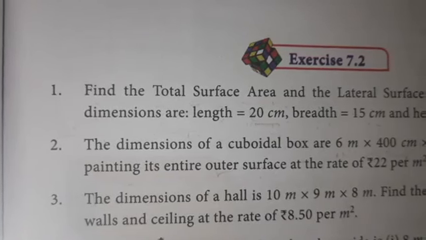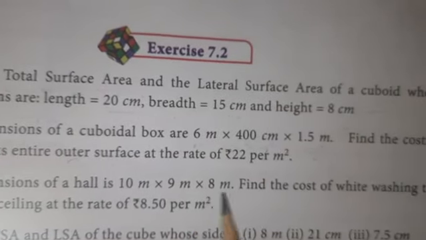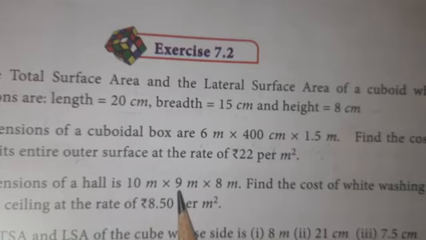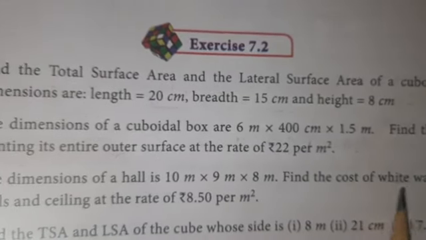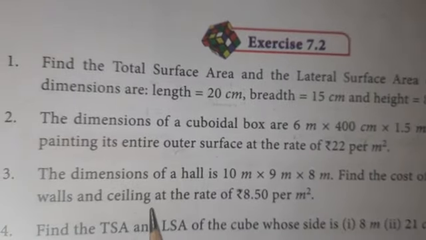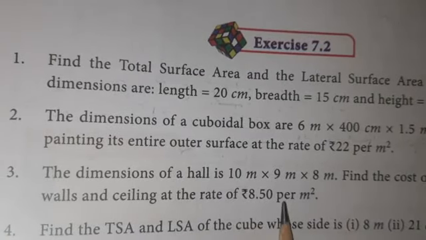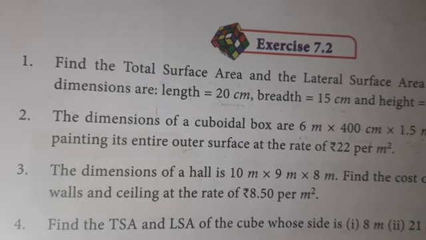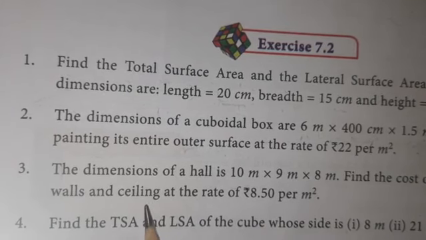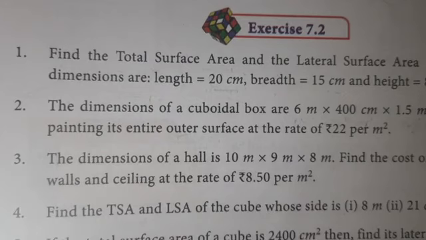Third question. The dimension of a hall is 10 meter into 9 meter into 8 meter. That means this is length, and breadth is 9 and height is 8. Find the cost of whitewashing the walls and the ceiling at the rate of rupees 8.50 per meter square. Here our question is to find the cost of whitewashing the walls and the ceiling, not the ground. So we should find that as area of walls and ceiling.